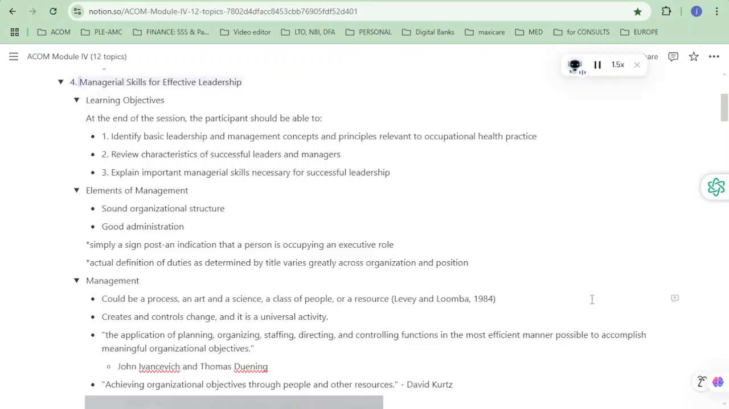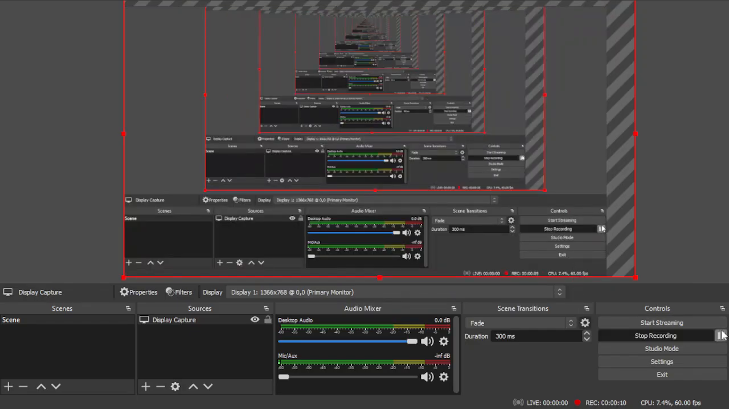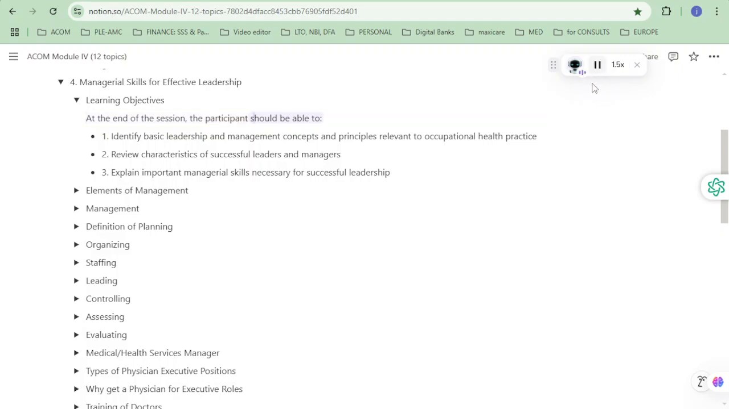4. Managerial skills for effective leadership. Learning objectives. At the end of the session, the learner should be able to: 1. Identify basic leadership and management concepts and principles relevant to occupational health practice. 2. Review characteristics of successful leaders and managers. 3. Explain important managerial skills necessary for successful leadership.